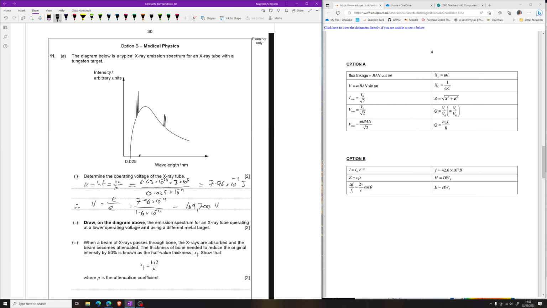And using a different metal target, and that is in bold there. Always look out for the stuff they put in bold. And using a different metal target. So that also means that these spikes are going to be in a different place, so at a different wavelength. So I'm just going to draw some sort of curve, and then I'm just going to add some random spiky bits here. I think that's probably fine.